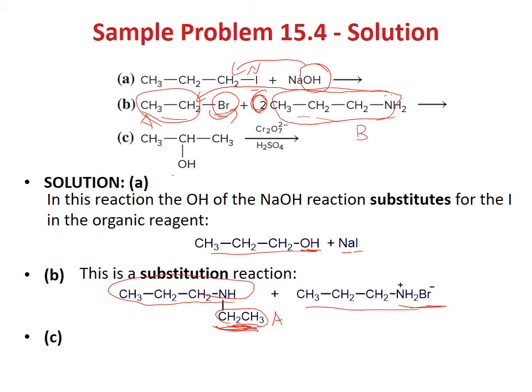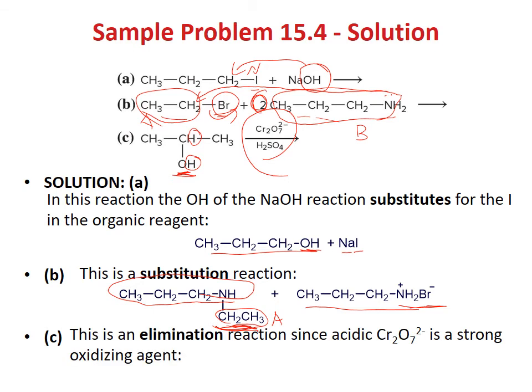Next one is an alcohol. So under this condition, chromate and concentrated sulfuric acid, the reaction undergoes an elimination reaction. It eliminates two hydrogens, forming a C=O double bond. So the reaction is also called an oxidation reaction because the C=O double bond is formed.